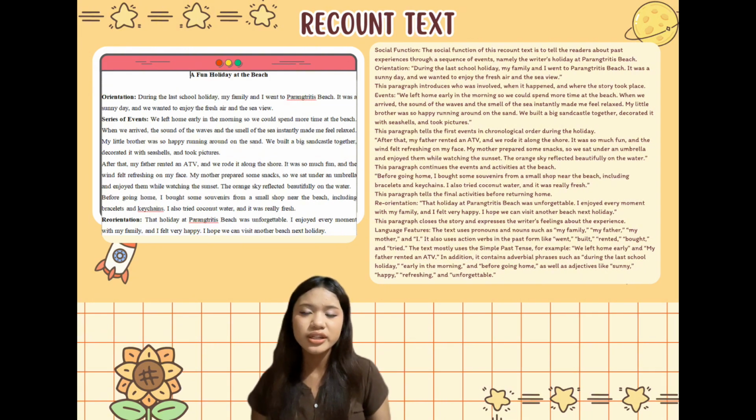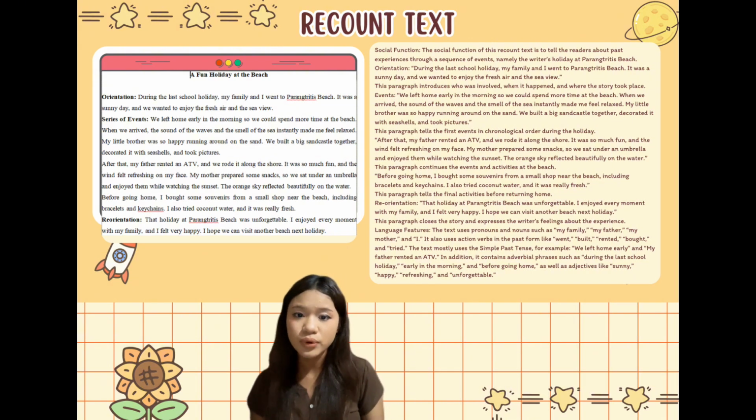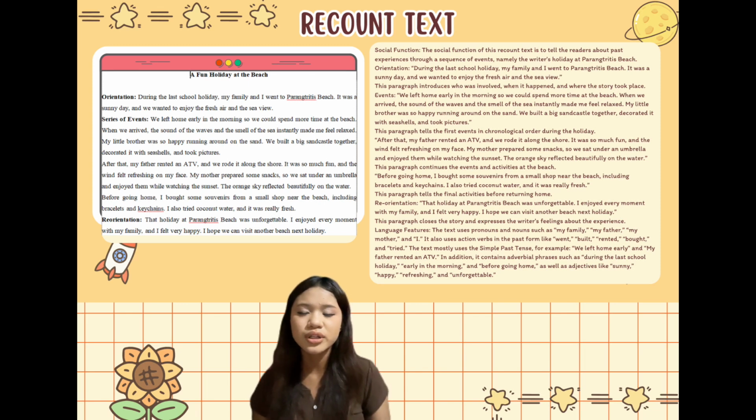In the orientation part, the writer says, "During the last school holiday, my family and I went to Parangtritis Beach. It was a sunny day, and we wanted to enjoy the fresh air and the sea view." These paragraphs introduce who was involved, when it happened, and where the story took place.